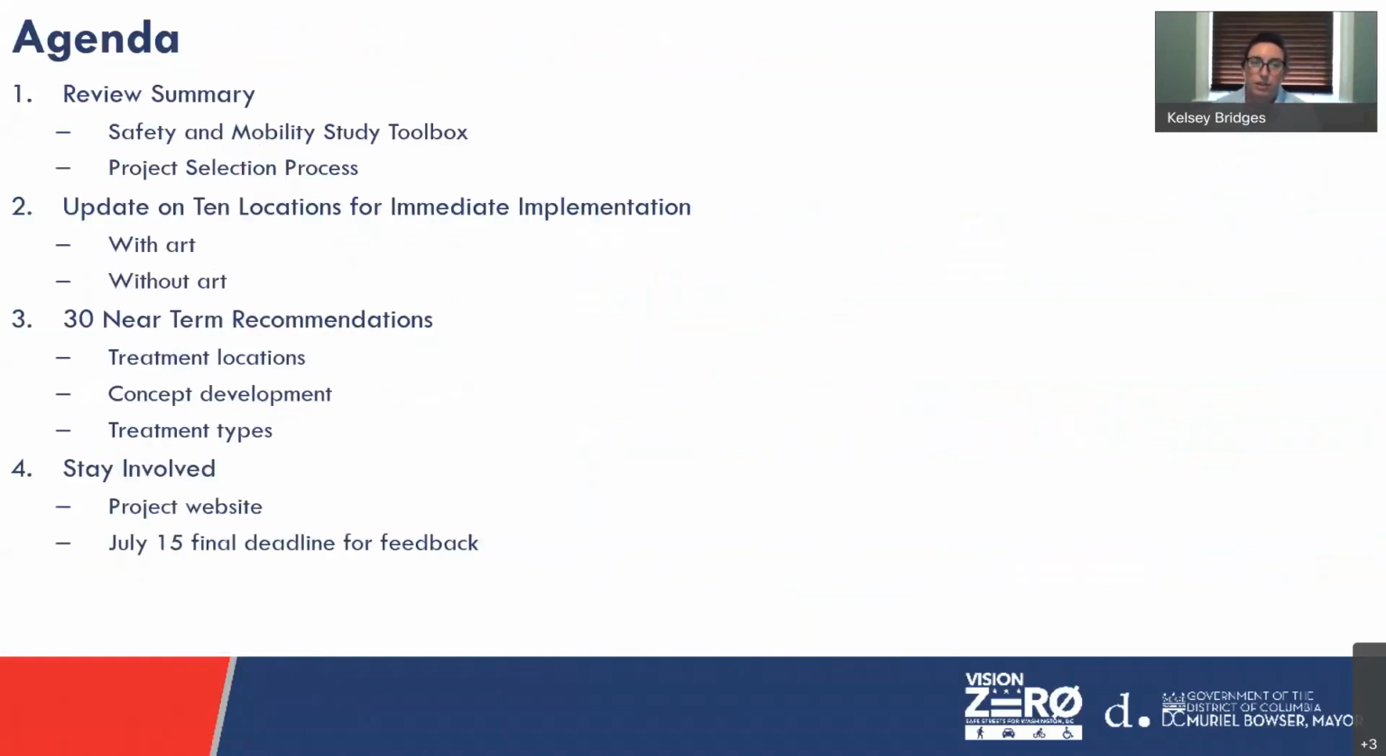Tonight's agenda: we're going to do a basic summary of what we discussed in workshops 1 and 2 and some of the information we've received. We'll do an update on the 10 locations for immediate implementation. We'll discuss the 30 near-term recommendations and go through the thought process and some of the draft recommendations. And then we'll discuss how to stay involved or provide feedback.